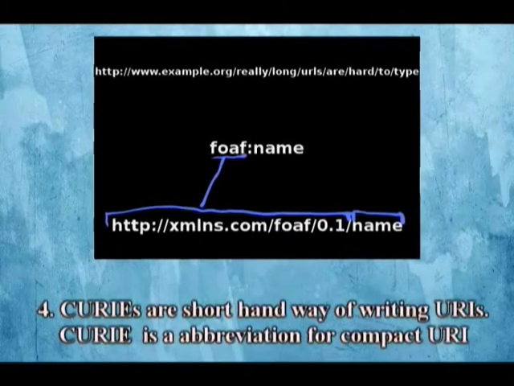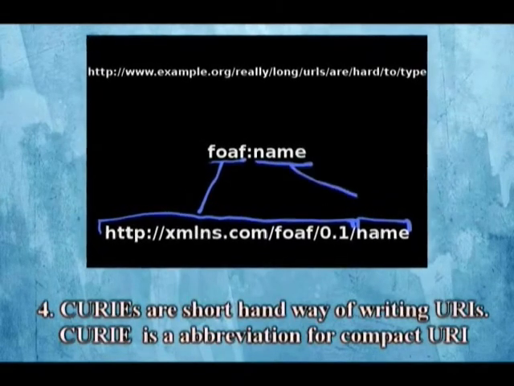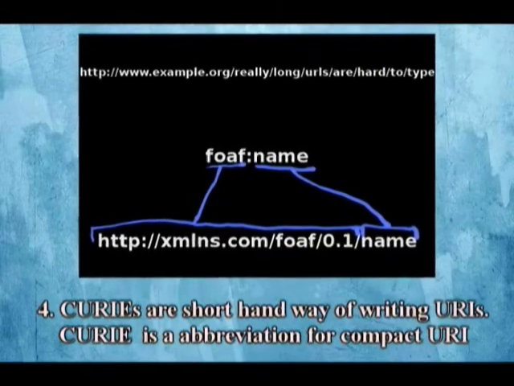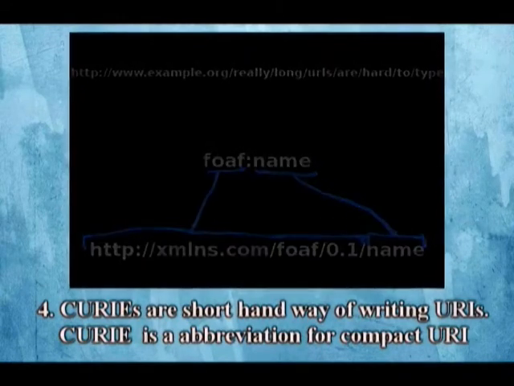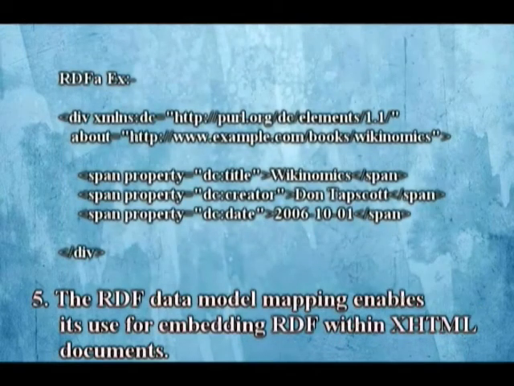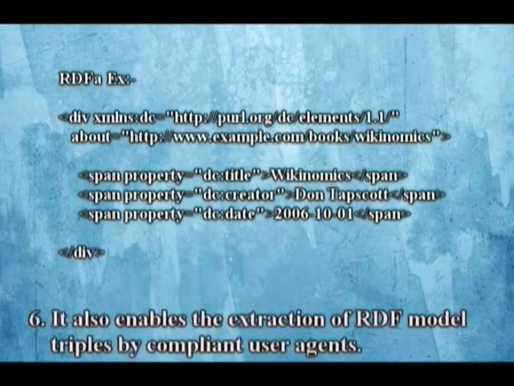CURI is a shorthand way of writing URIs. CURI is an abbreviation for Compact URI. The RDF data model mapping enables its use for embedding RDF triples within XHTML documents. It also enables the extraction of RDF model triples by compliant user agents.